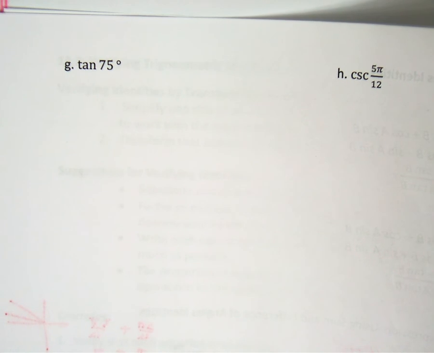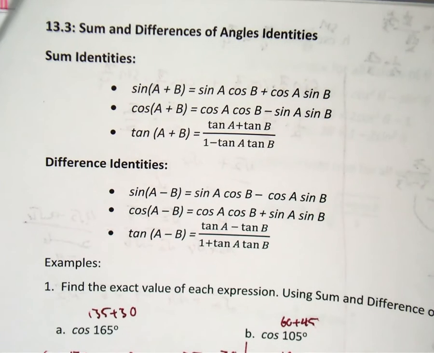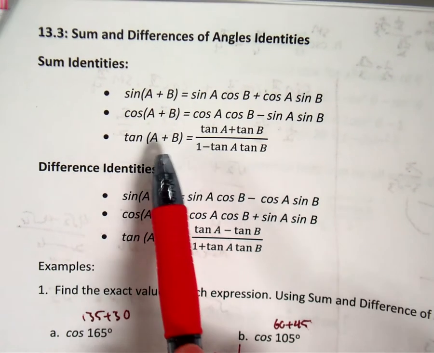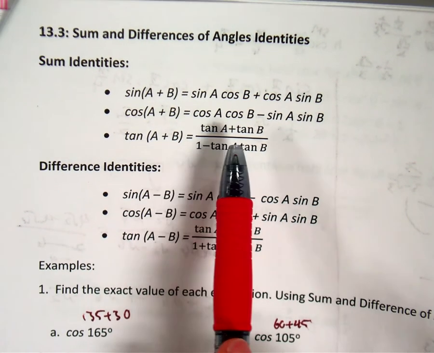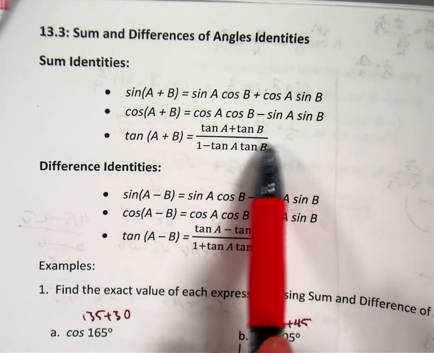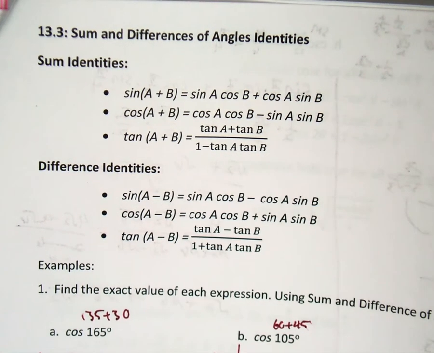Tangent of 75. All right, we said tangent is going to be a little bit tricky. It's a little bit complicated. We got a lot of stuff going on. So I'm going to go with the sum formula. I'm going to go with 30 and 45. Tan A plus tan B over 1 minus tan A times tan B.